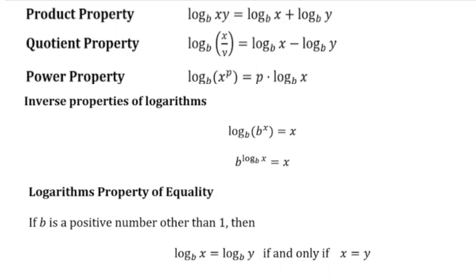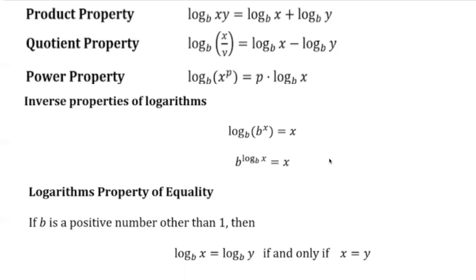The product property basically states that log base b of xy equals log base b of x plus log base b of y. The quotient property says that log base b of x over y equals log base b of x minus log base b of y. The power property says that log base b of x to the p power equals p times log base b of x.